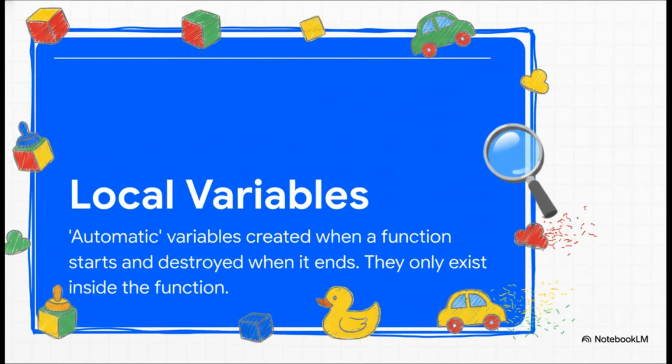And the third piece of the puzzle? Local variables. That sum variable we just made, that's a perfect example of a local variable. I want you to think of these like toys that can only be played with inside this specific function's box. The second the function is done and it returns, poof, that sum variable is gone. It completely vanishes. That's why they're called automatic variables. They're created when you enter the function and destroyed the moment you leave.